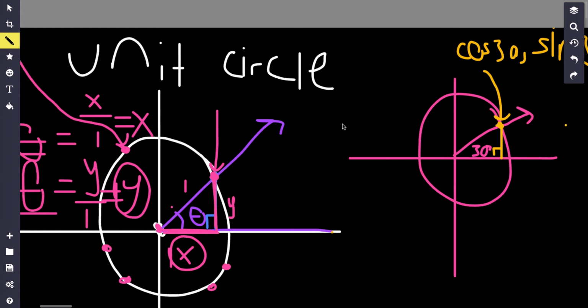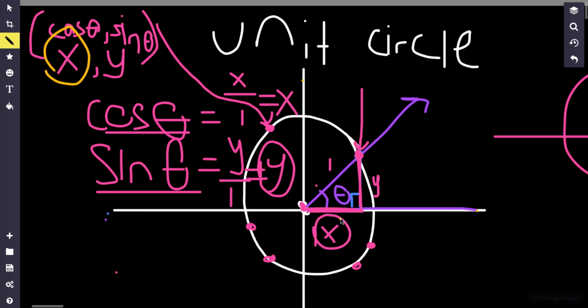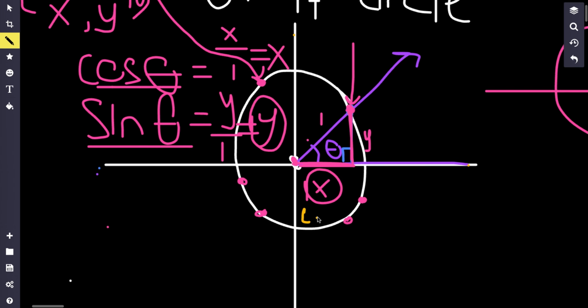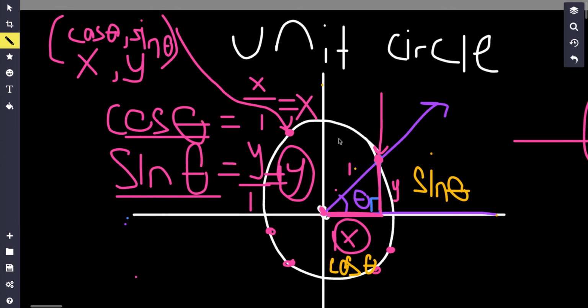Now, another kind of important thing to know is that we said how the x value is cosine of theta, right? The x value is cosine of theta. And the y value is sine of theta, right? We just said that.